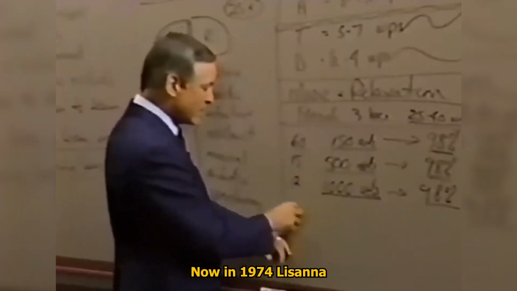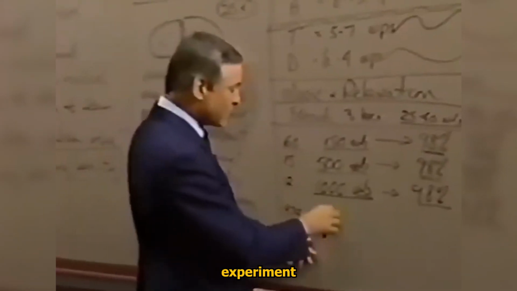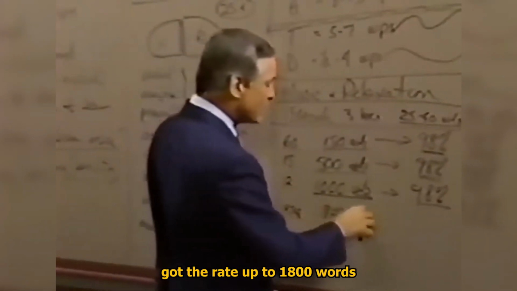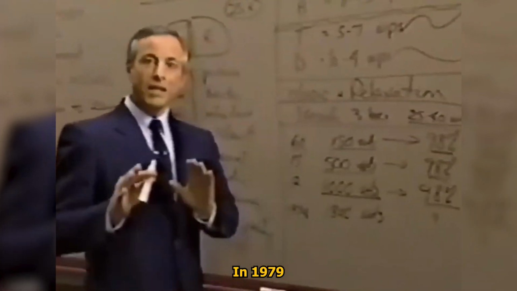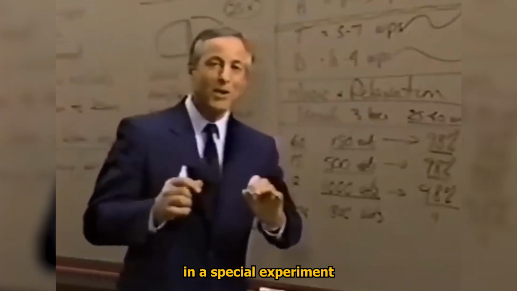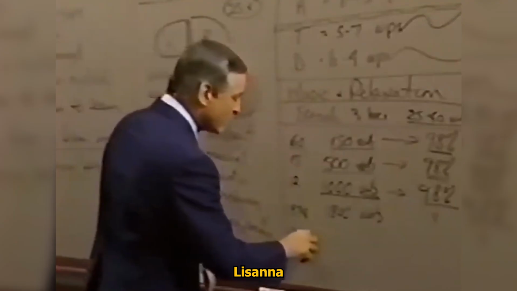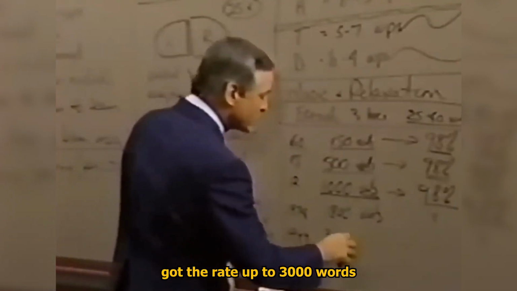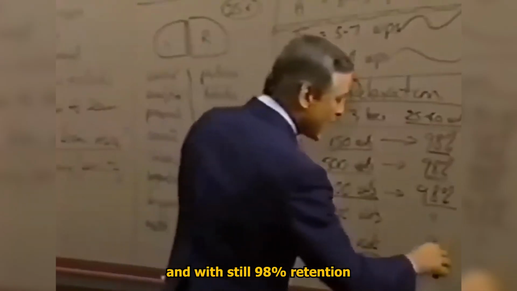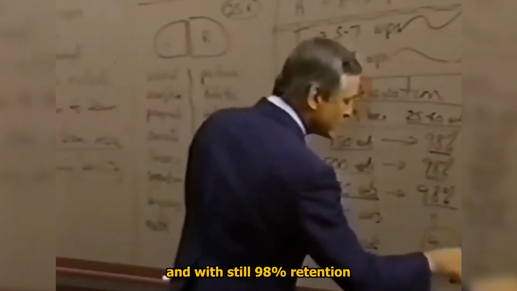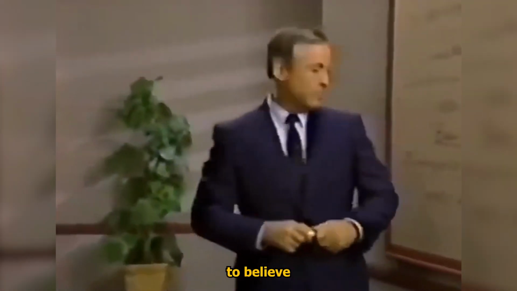Now, in 1974, Lozanov, under a controlled experiment, got the rate up to 1,800 words in one day with 98% retention. In 1979, in a special experiment with selected students, Lozanov got the rate up to 3,000 words in one day. In other words, by activating the brain, and still with 98% retention. Now, this is a phenomenal thing. It's almost an unheard of thing to believe.